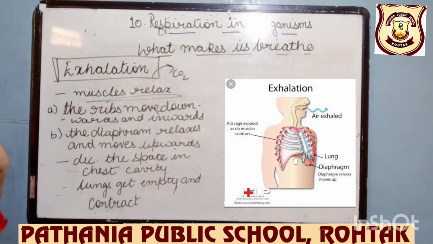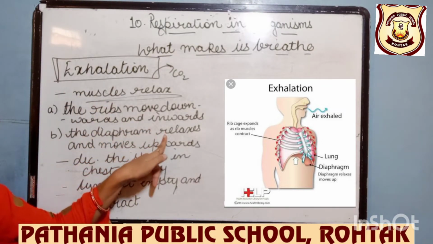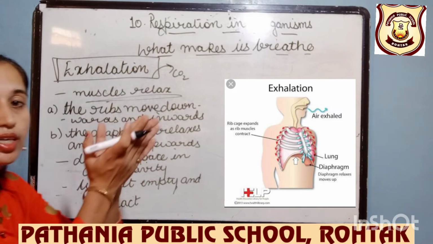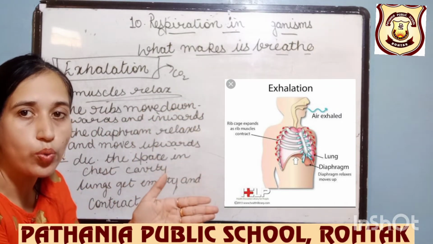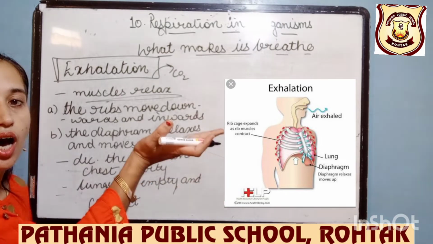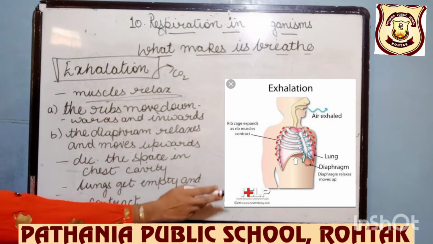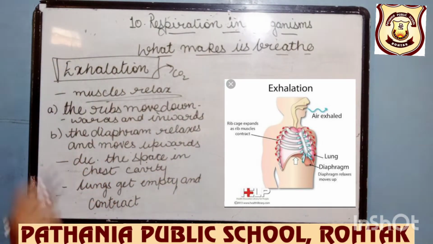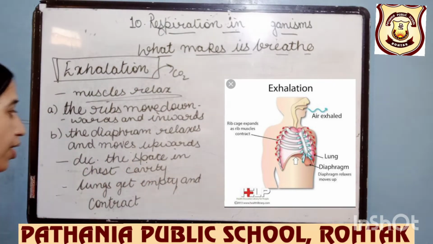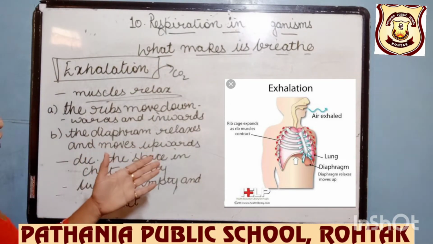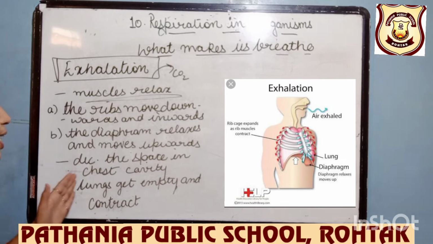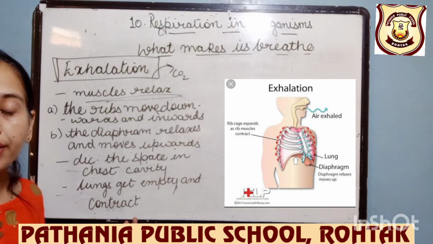Okay, just opposite. The diaphragm relaxes and moves upward. In that case, the diaphragm was going down and in this case, it is coming up again. You can see in the diagram, it moves upwards and the diaphragm relaxes. So what does this show? This shows the decrease in space in the chest cavity, and the lungs get empty and contract.